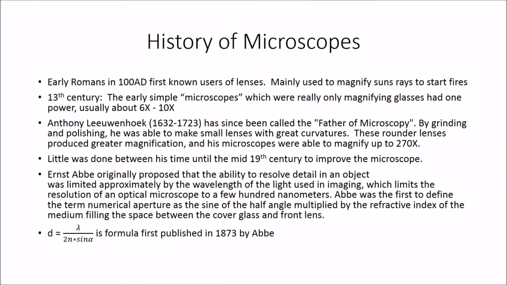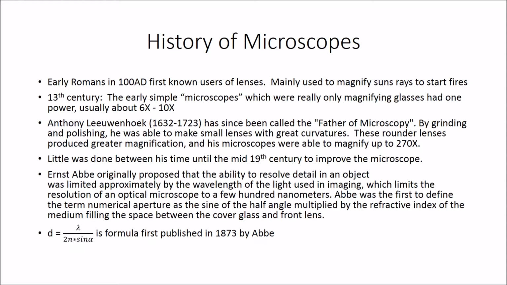A quick look at the history of microscopes. The early Romans around 100 AD were the first known users of lenses. They were mainly used to magnify the sun's rays to start fires and had a magnification of about 4 to 6. In the 13th century, we saw early simple microscopes that were really only magnifying glasses that had one power, usually around 6 to 10 times.